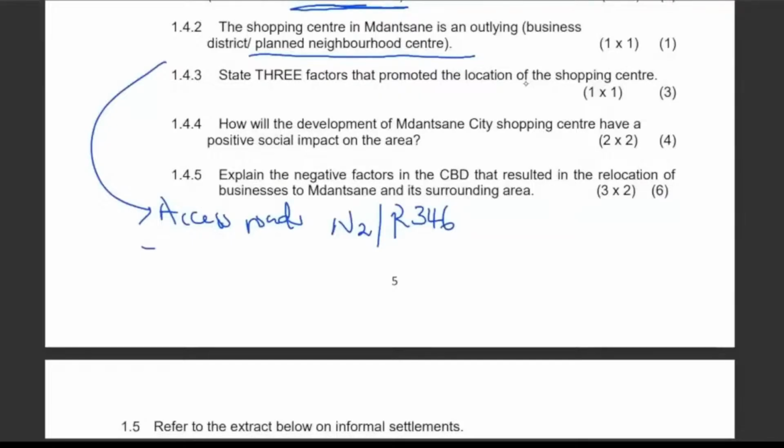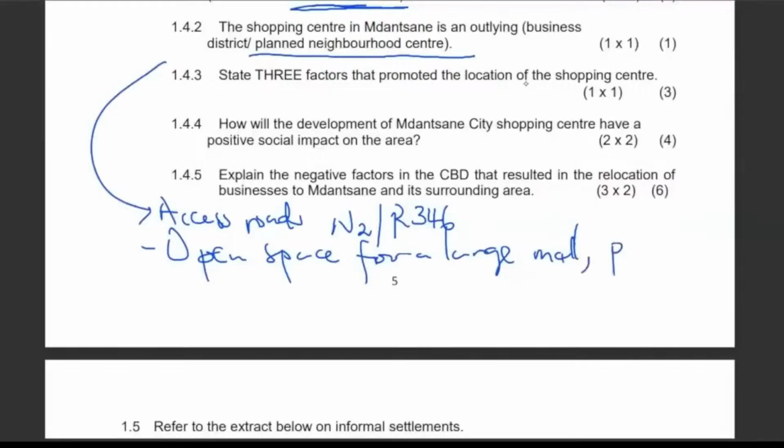Then if you also check, there is open space, or a large mall. If you check on the map, you can find that there is open space, which ultimately gives space for a large mall and also parking. Remember, in the CBD, one of the major push factors is limited parking space. Because of congestion, there is limited space for parking as customers go to do their business.